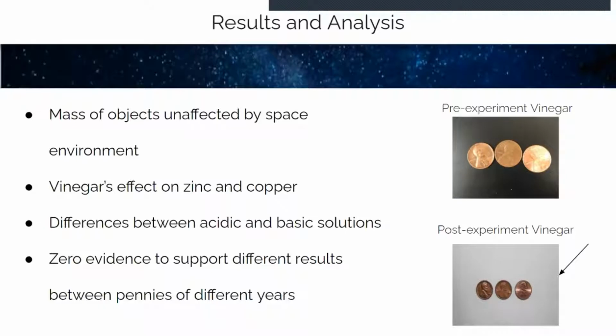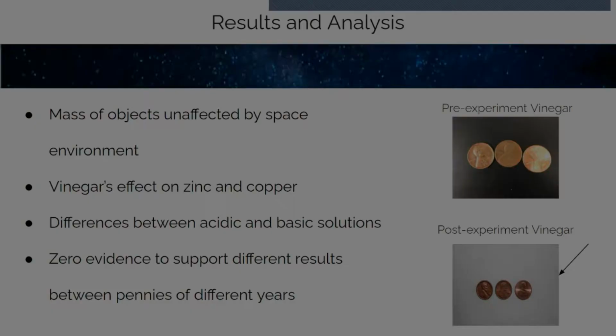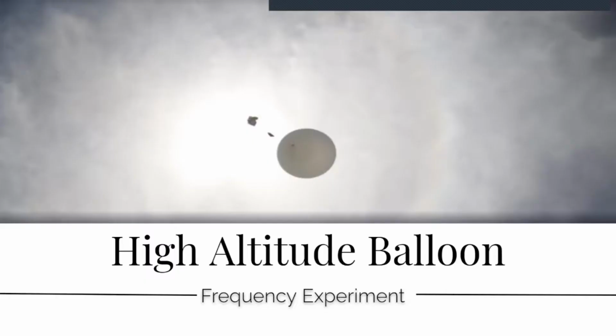Here were their results and analysis. They had their pre-experiment group and then their post-experiment group. The mass of the objects was obviously unaffected. The vinegar's effect on the zinc and the copper they looked at, and the differences between the acidic and the basic solutions. Their result was entirely inconclusive, and they did not get any evidence to support their various hypotheses, and that happens.